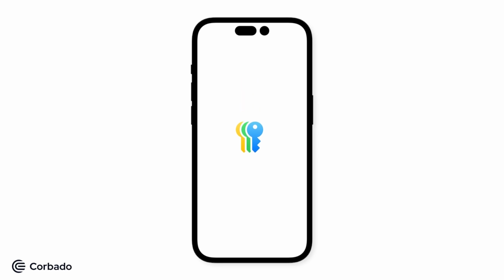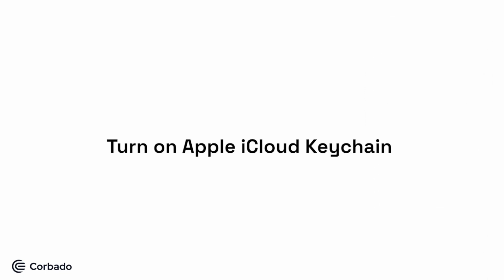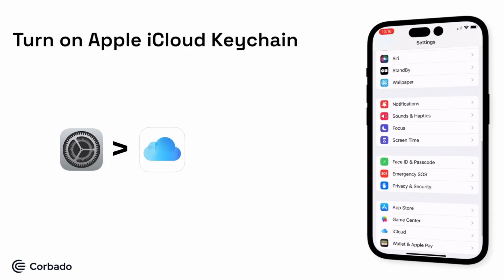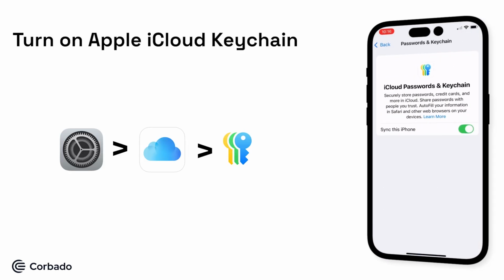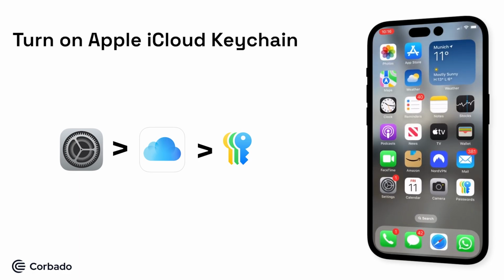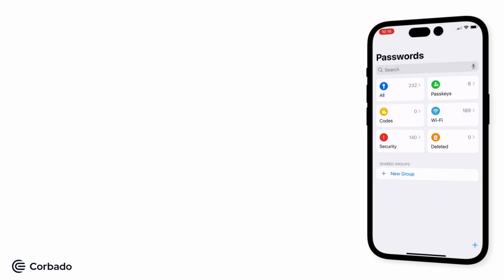To get started, you'll need an Apple device running iOS 18, iPadOS 18, or macOS 15. First, make sure your Apple ID is active and iCloud Keychain is turned on. Here's how. Go to Settings, iCloud, Passwords and Keychain, and switch it on. Now, Apple Passwords will automatically sync your credentials across all devices linked to your Apple ID. Easy, right?